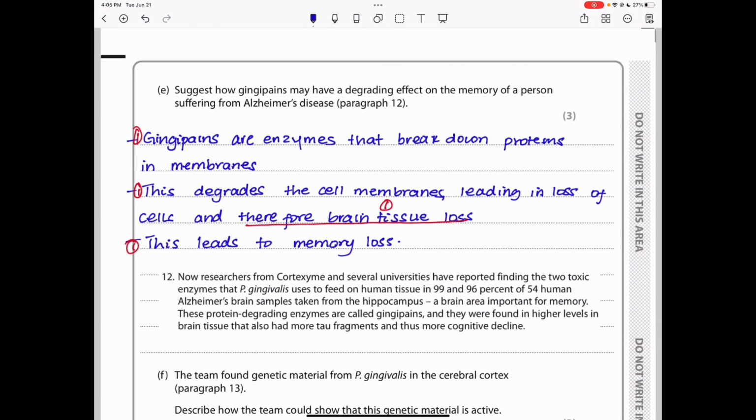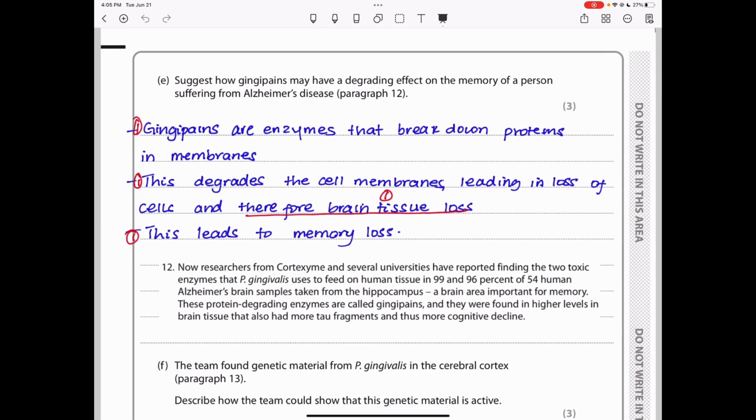Part E says, suggest how gingipains may have a degrading effect on memory of a person suffering from Alzheimer's disease. We have to look at paragraph 12. So I extracted paragraph 12. It's here, so I'll read through. They said, now researchers from Cortexyme and several universities have reported finding two toxic enzymes that P. gingivalis uses to feed on human tissue.